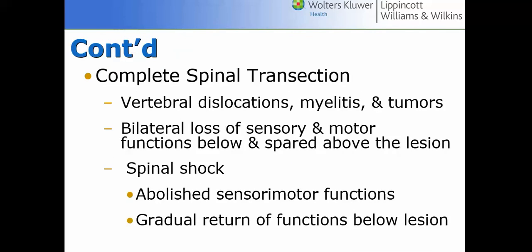And there can be a complete spinal transection, which means taking off the spinal cord, for example, in case of vertebral dislocation, myelitis, and tumors. That results in bilateral loss of sensory and motor functions below and spared above the lesion. So wherever you take off the spinal cord, anything below that site of lesion is compromised, but the functions mediated by the part of the spinal cord above the lesion are spared.